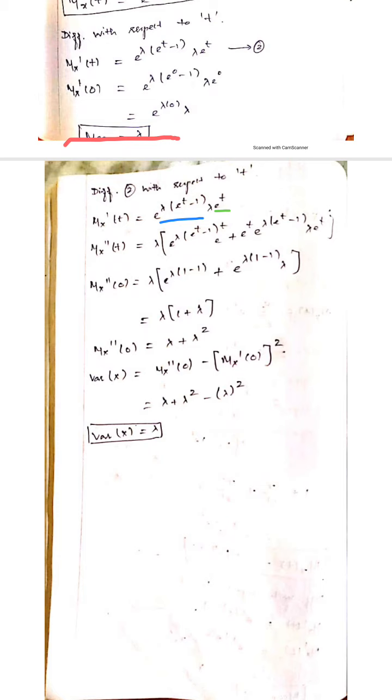We want only variance. Variance of x equal to M_X double dash of 0 minus M_X dash of 0 the whole square, that is, second derivative minus mean square. The second derivative answer is lambda plus lambda square, minus the mean answer lambda, the whole square. Lambda square cancels. Now we got the variance. Variance is equal to lambda. Only in the Poisson distribution, mean and variance are equal.